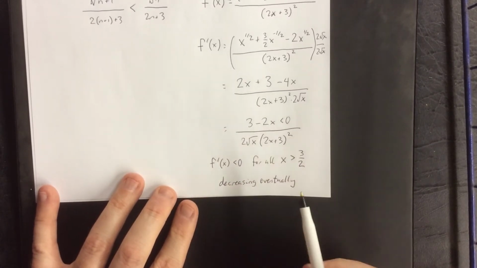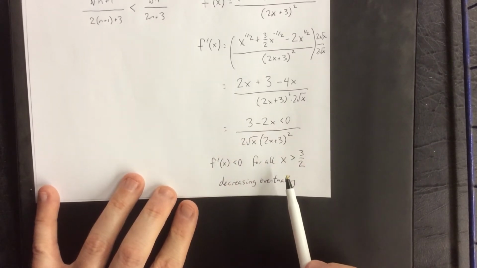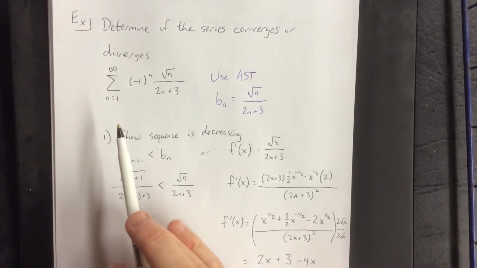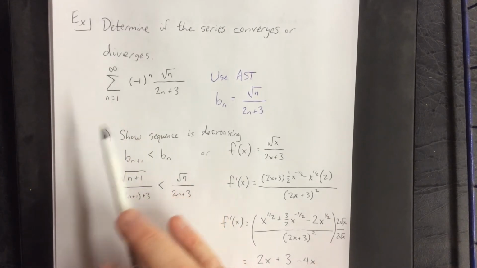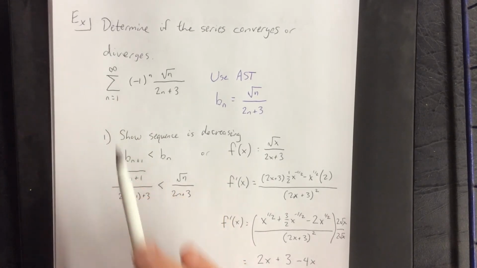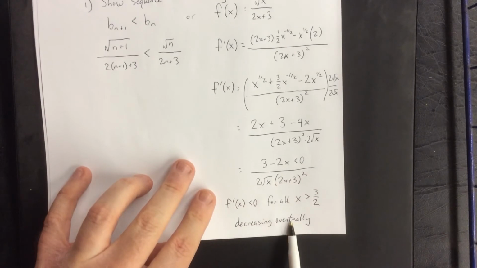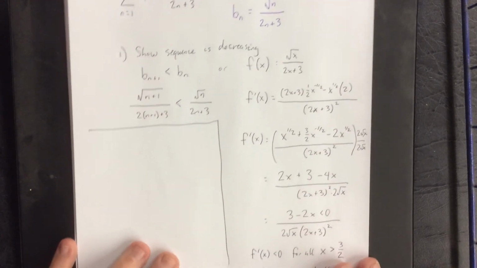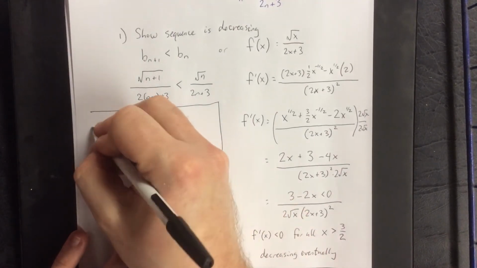Decreasing eventually means it doesn't necessarily start decreasing, but eventually it does become decreasing. So I guess if push came to shove, what we could do is just plug in n equals 1, get a separate term, and then have the sum from n equals 2 to infinity, and then the decreasing condition would be satisfied. So that's taken care of. The second part usually goes a little bit quicker. We can probably fit it right here.